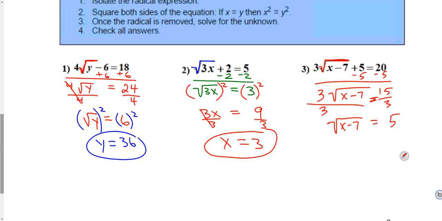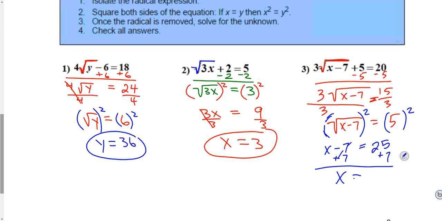Once all the numbers are gone from the outside, then we can square it to get all the stuff from the inside out. So we're going to square this. Whatever you do to one side, do to the other. So this is now x minus 7 equals 25. And then you just add 7 to both sides. So x equals 32.